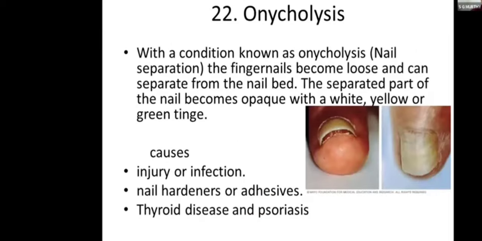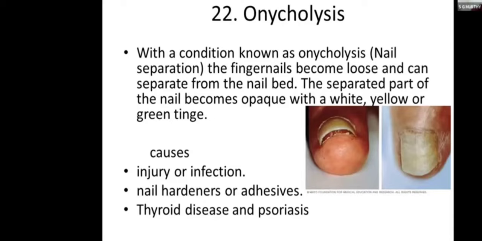Onycholysis, again, onycho, nail; lysis, dissolve. So when the nail becomes loose and gets separated from the nail bed, it is called onycholysis. When it separates from the nail bed, it will become white and opaque also. It is no longer pink, because the pink color is because of the nail sitting on the nail bed. Now it can be white, yellow, with fungus, or green if bacteria, whatever color, but it will not be that pink color in onycholysis.